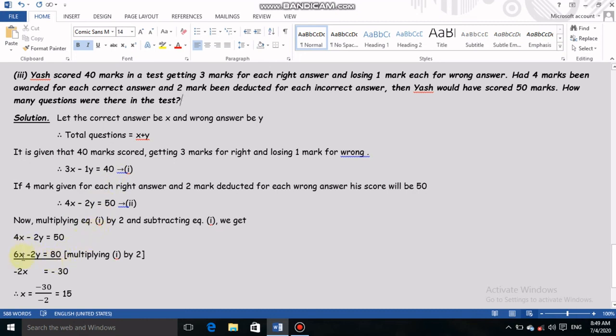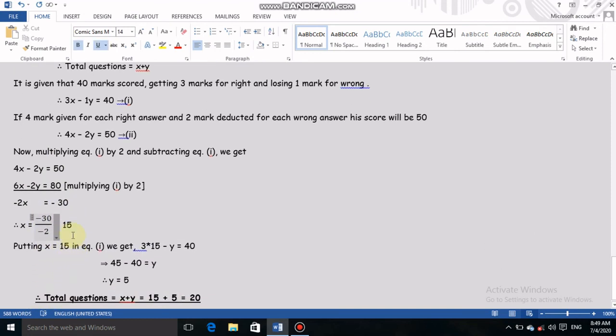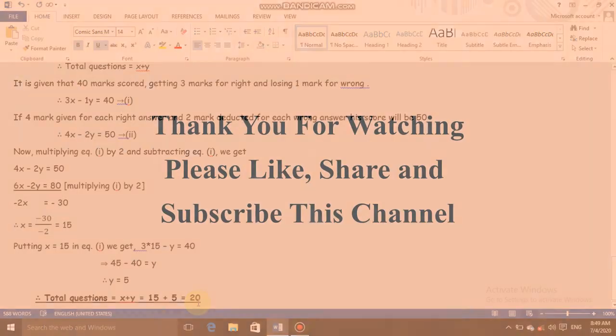So subtracting, 4x minus 6x is minus 2x, this cancels, and it is minus 30. So minus minus cancel, x is equal to 30 by 2 is equal to 15. Putting x equal to 15 in equation 1, we get 3 into 15 minus y is equal to 40. So 45 minus 40 is equal to y. Therefore, y is equal to 5. So total questions x plus y, x is 15 and y is 5. So 15 plus 5 is 20. Finish.